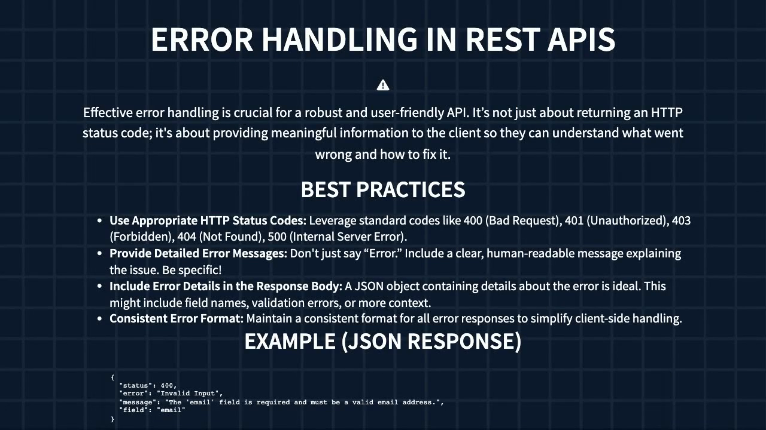Okay, let's talk about how to handle mistakes when building a REST API. It's super important that your API doesn't just silently fail, it needs to tell the client what went wrong. We use standard HTTP status codes like 400 or 404 to indicate a problem, but those codes alone aren't enough. You should always include detailed error messages in the response body, usually as a JSON object. This helps the client understand exactly why something failed and what they can do about it.